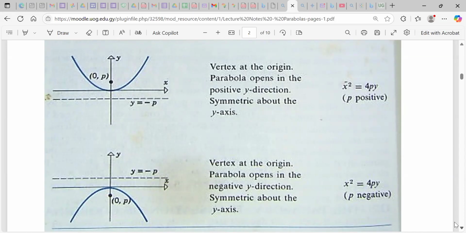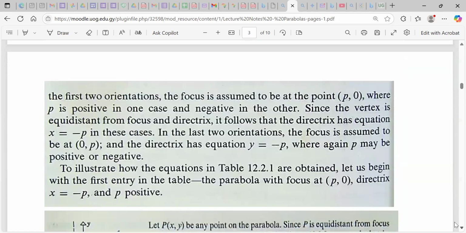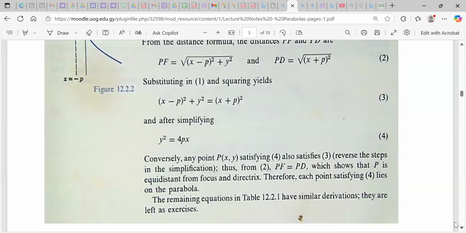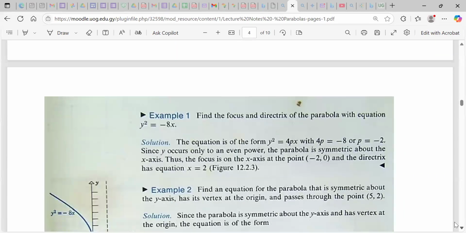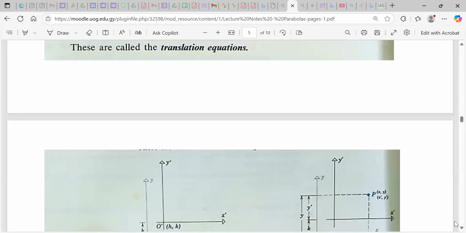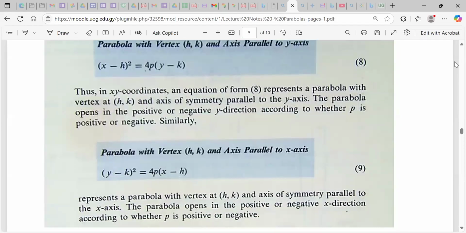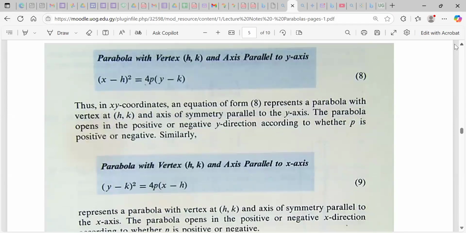What we want to go to is when the vertex of the parabola is not at the origin. It's somewhat translated and it's somewhere in one of the quadrants, right? So I'm not going to go through all of this. I'll send these notes to you. I want to go straight to this here, right? This is what we go straight to.